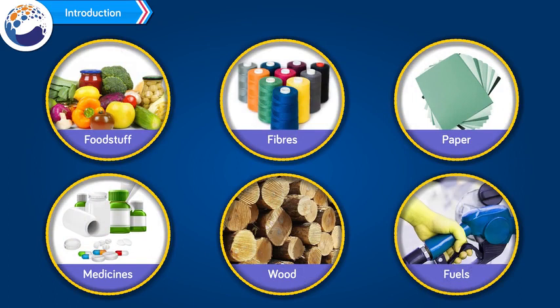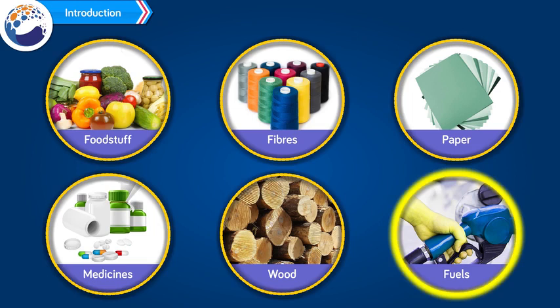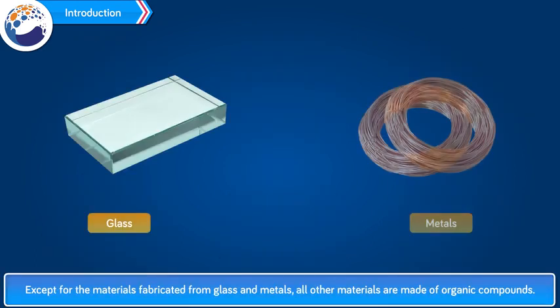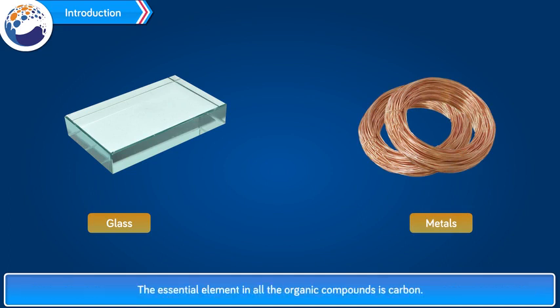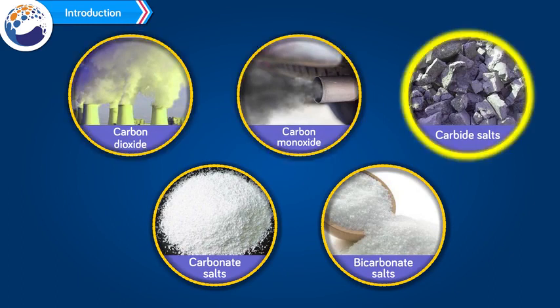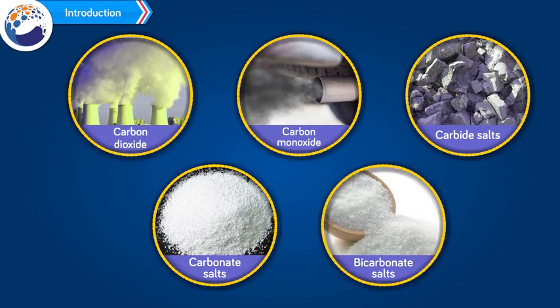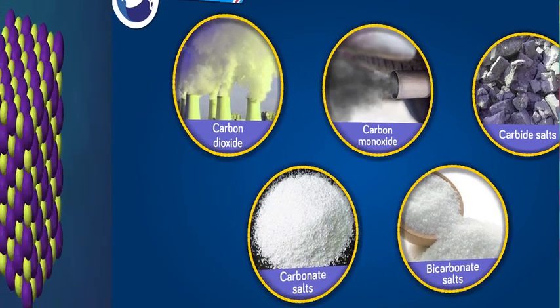Objects in everyday use such as foodstuff, fibers, paper, medicine, wood, and fuels are made of various compounds. Which constituent elements are common in these compounds? Except for the materials fabricated from glass and metals, all other materials are made of organic compounds. The essential element in all organic compounds is carbon. The compounds carbon dioxide, carbon monoxide, carbide salts, carbonate salts and bicarbonate salts are exceptions. They are inorganic compounds of carbon.